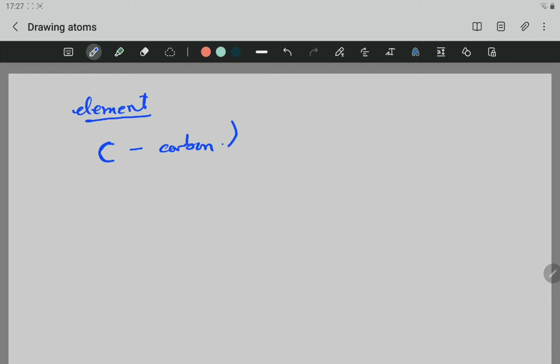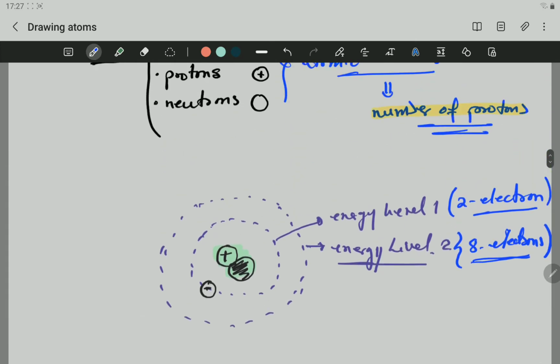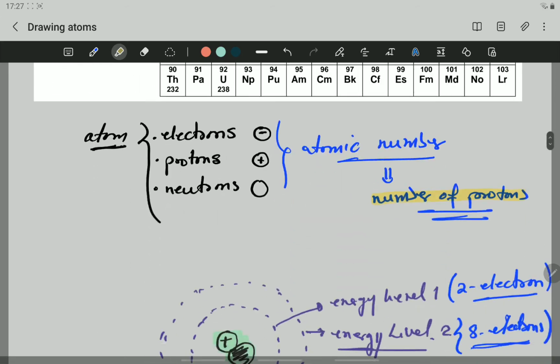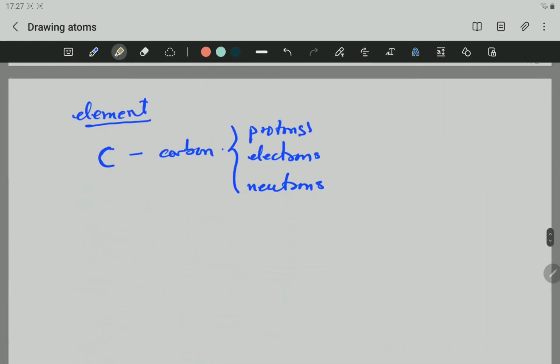Now, second, we need to know how many protons, electrons, and neutrons are there. So we are going to the periodic table and we are going to look for the atomic number. What is the atomic number of carbon? The atomic number for carbon is 6. So carbon is going to have 6 protons, 6 electrons, and 6 neutrons.